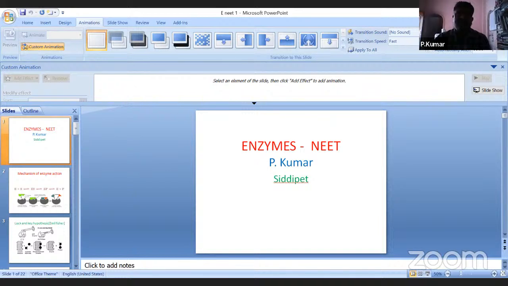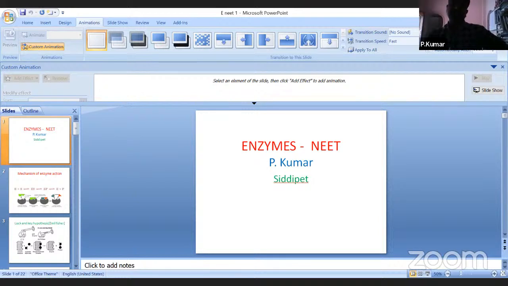Here the key is the enzyme, and the substrate fits into it. So here are the key and the lock, the enzyme and the substrate. Now the key is inserted into the lock, which means the substrate is placed in the enzyme's active site. You are observing that the substrate is fitted into the enzyme active site.